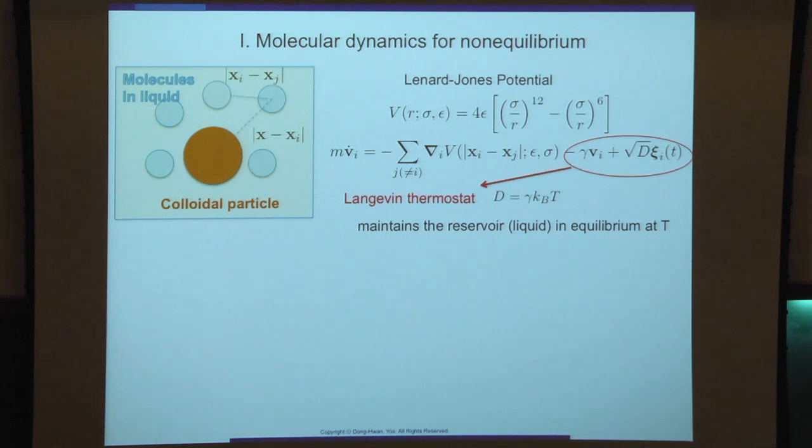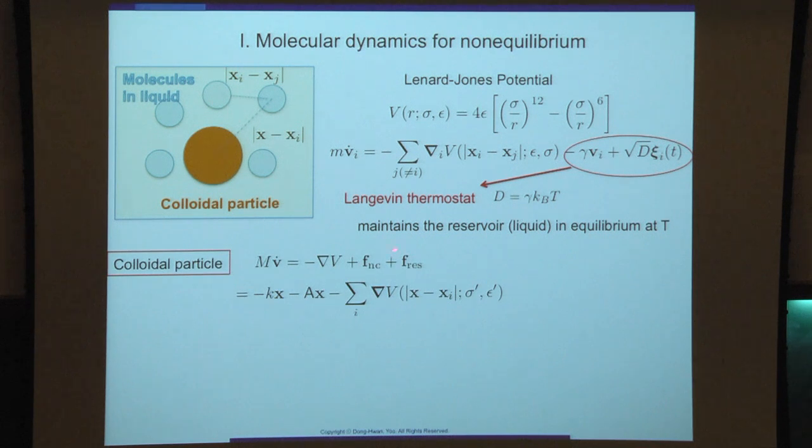The colloidal particles are moving in the sea of the molecules in liquid, and the molecules are interacting with each other by Lennard-Jones potential. So for the equation of motion, this part denotes the interaction among themselves. And I put these two terms. One term is a dissipative term, and this part is the random force. And this kind of setup is called a Langevin thermostat, where the D and gamma are related. This is the so-called Einstein relation. And this thermostat helps this reservoir or liquid maintain equilibrium at temperature T.